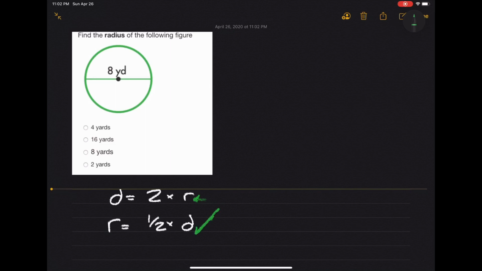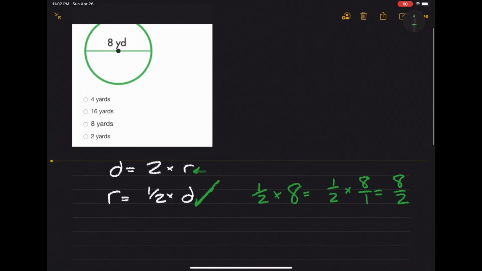So it's basically just 1/2 times diameter. In this case, it's 8. That is the same as 1/2 times 8 over 1, and that equals 8 over 2. Now, 8 over 2 is the same thing as 8 divided by 2, so our answer is 4. The radius is the same as half the diameter, so it's 4 yards.